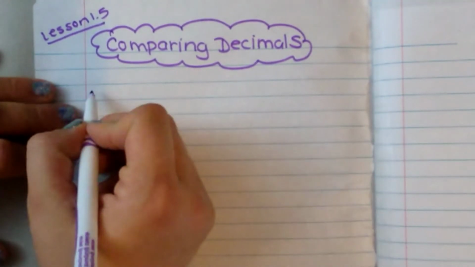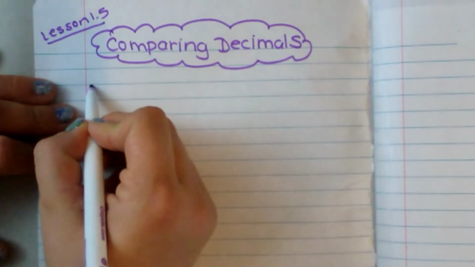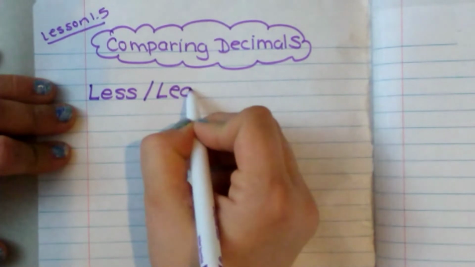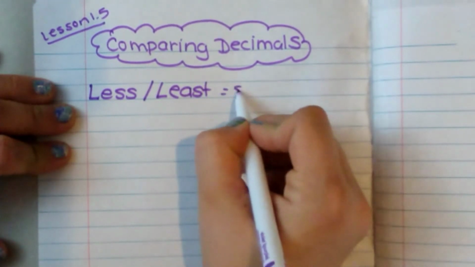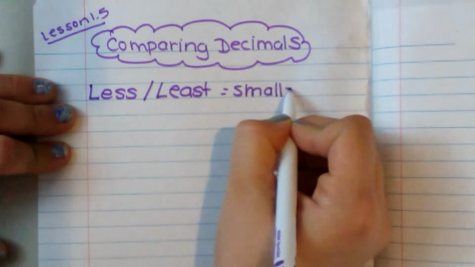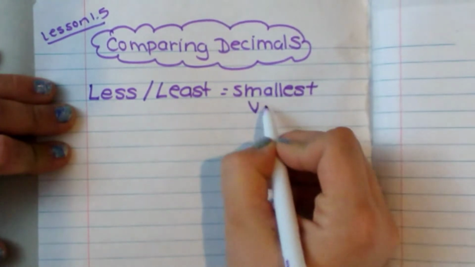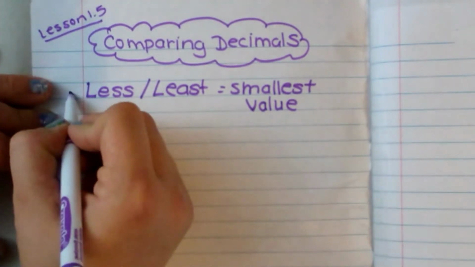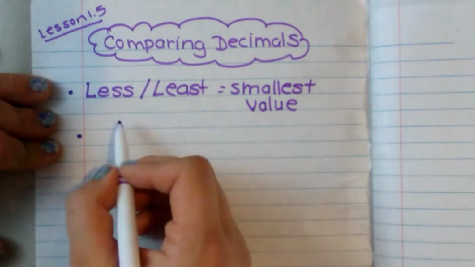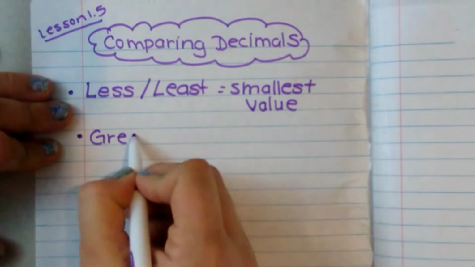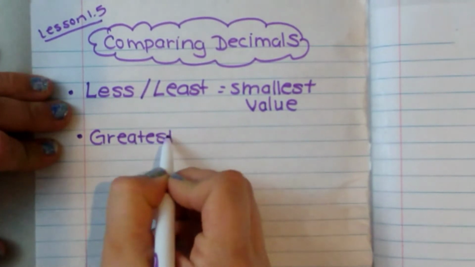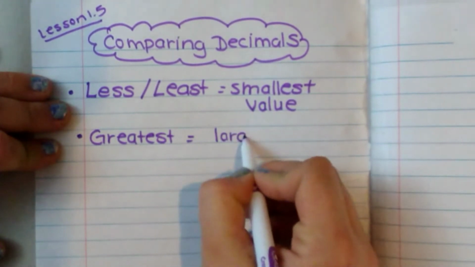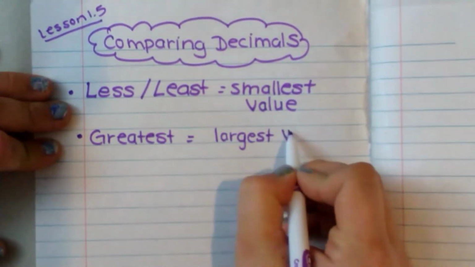Okay, so here are some vocabulary words that we need to know. Less or least. That means the smallest value. Which one is the least? Which one is the smallest? We have greatest. That one is the largest value. Which one is the biggest number?